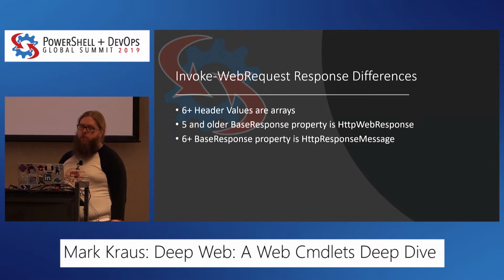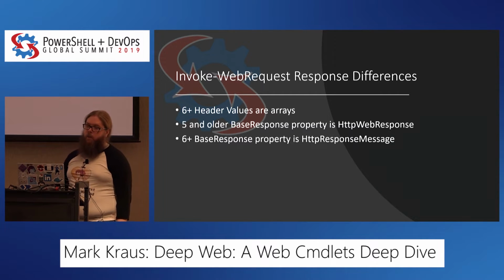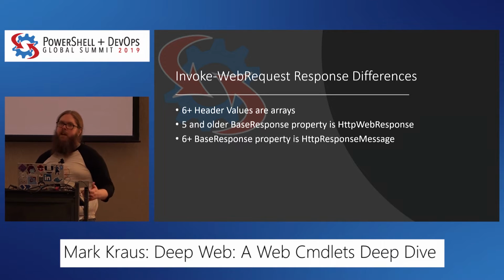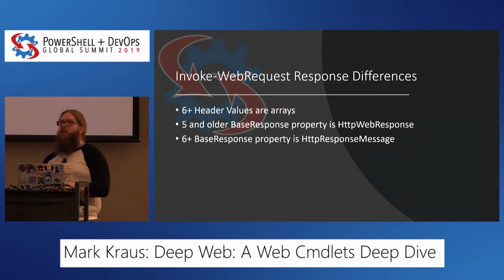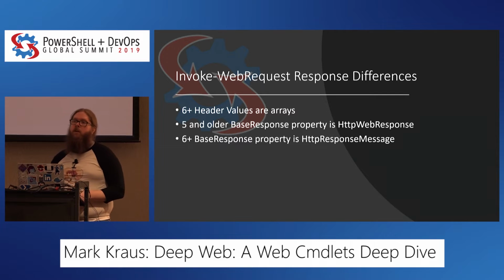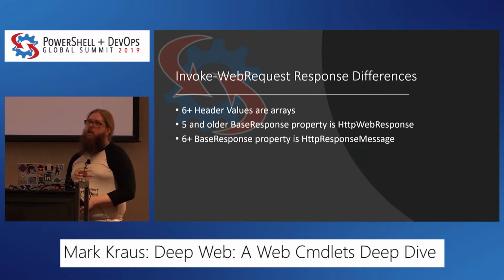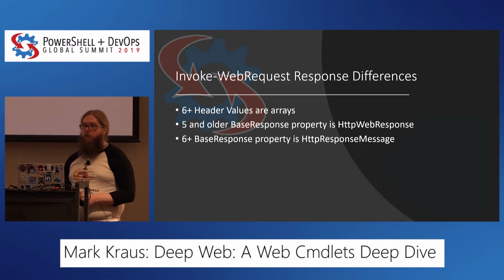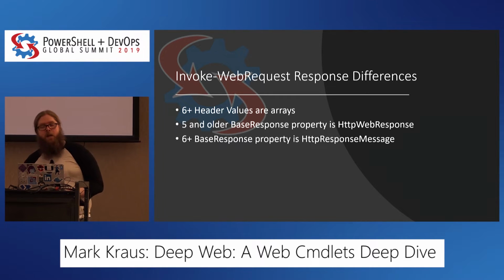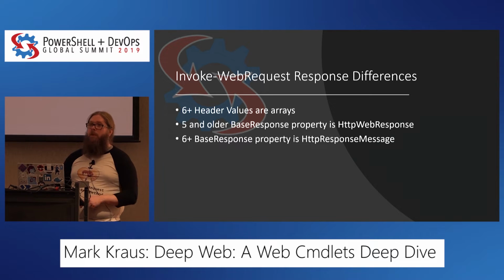In 5 and older, the base response property was an HTTP web response, whereas in 6 and up, that is an HTTP response message. So those are the .NET types that web request versus HTTP client return. So we give you back that base response, but if you were doing anything like inspecting error messages or looking at the base response property on what you get back from Invoke web request, then some of your stuff is going to break because things are all over the place. They're completely different APIs.